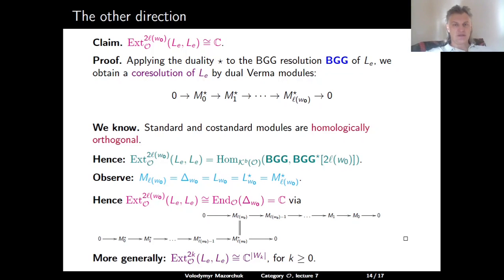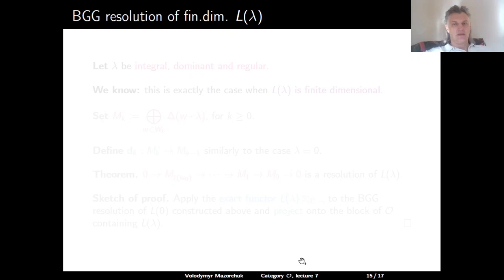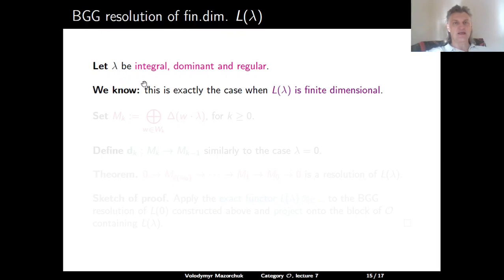Using similar arguments, one can show that the dimension of the space of all extensions of degree 2k from L(e) to L(e) is equal to the cardinality of the set W_k, where k is a non-negative integer. So far we have constructed the BGG resolution of the trivial module, but this can be easily extended to all simple finite dimensional modules. So let's take now an integral dominant and regular weight lambda, and this is exactly the case when the corresponding simple highest weight module L(lambda) is finite dimensional.